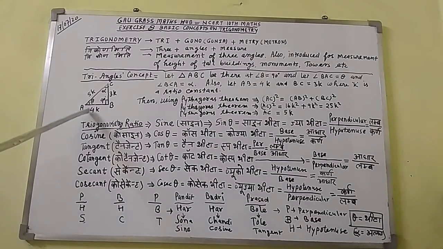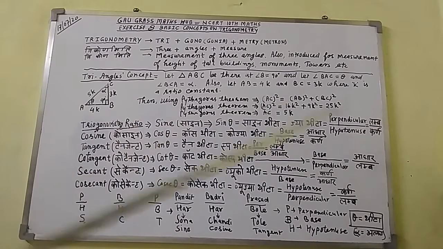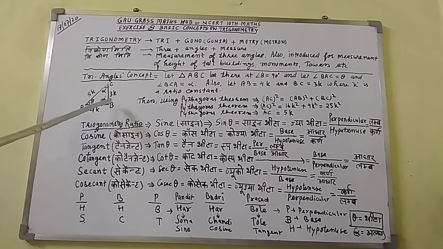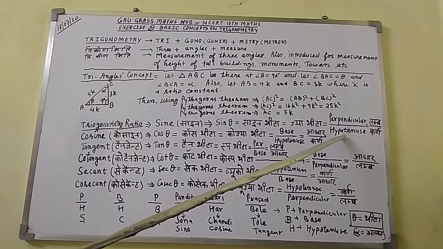the perpendicular will be the opposite side of angle theta. The opposite side, that is BC, is the opposite side of angle theta. BC will be known as the perpendicular with respect to angle theta. And the hypotenuse is the side opposite to the 90 degree angle, that is AC. AC will be known as the hypotenuse.